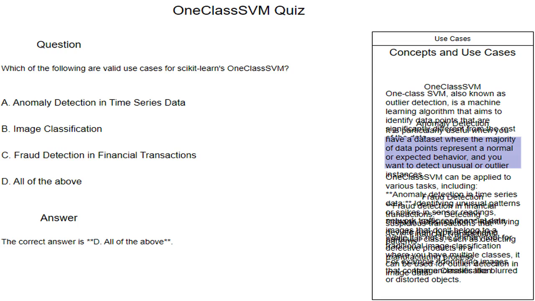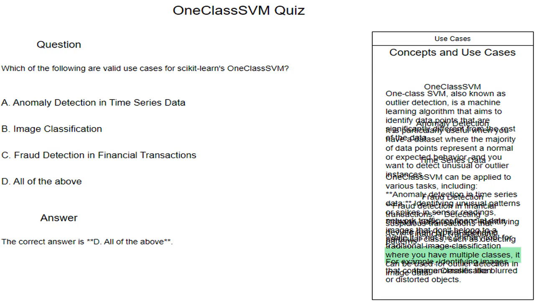Image classification is a computer vision task that involves assigning labels to images based on their content. This is used in various applications, such as object recognition, scene understanding, and image retrieval. Image classification, identifying images that don't belong to a particular class, such as detecting defective products in a manufacturing process.